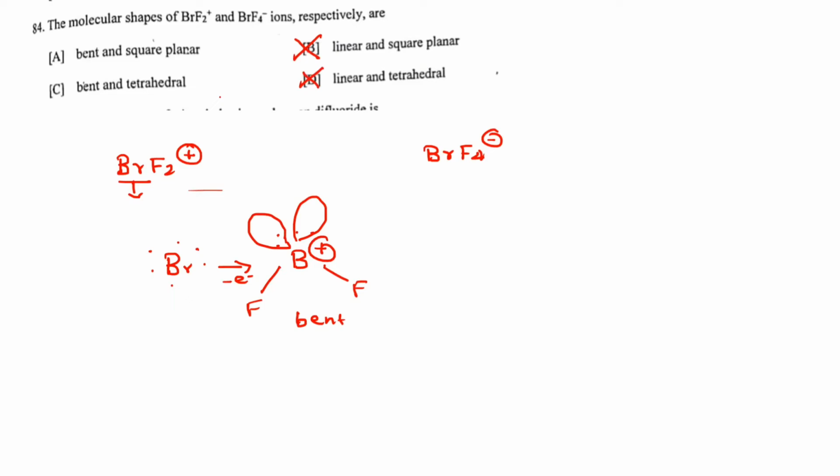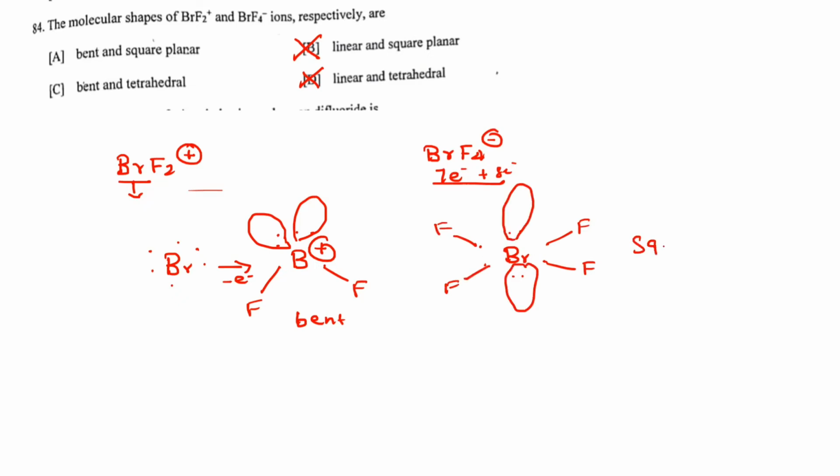Check this question. Bromine again has 7 electrons plus 1, so 8 electrons will be there, right? Bromine: 1, 2, 3, 4, 5, 6, 7, 8. Here 1 fluorine, here 1 fluorine, and here 1 fluorine, here 1 fluorine. Therefore, 4 bond pairs and 2 lone pairs. What is the shape of this molecule? Square planar.